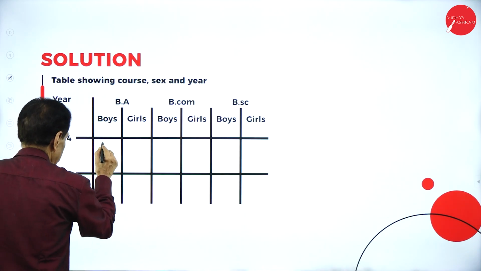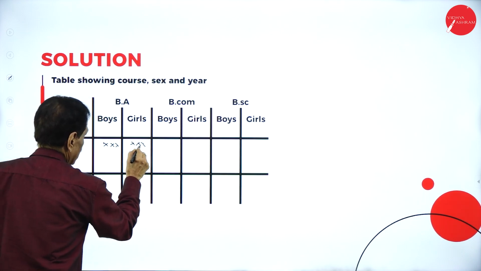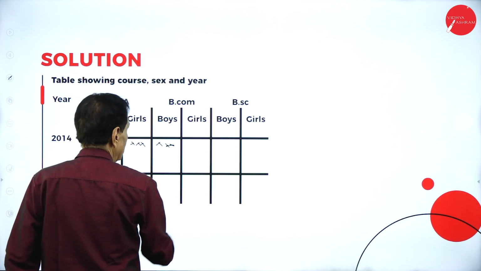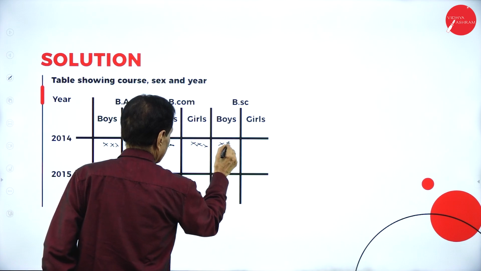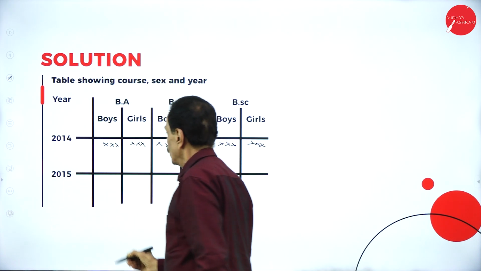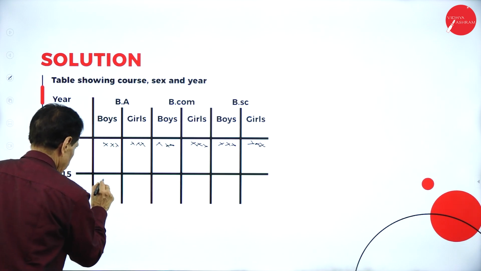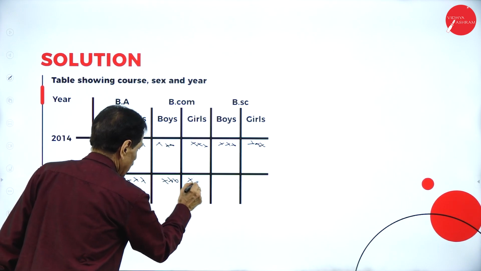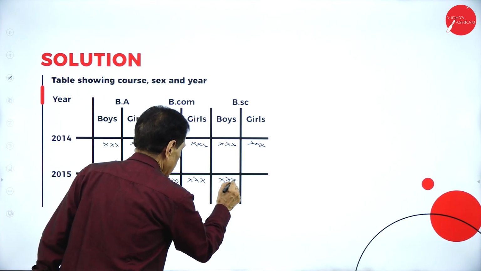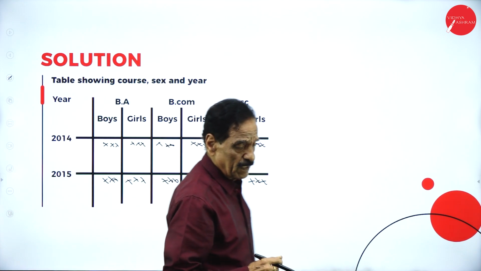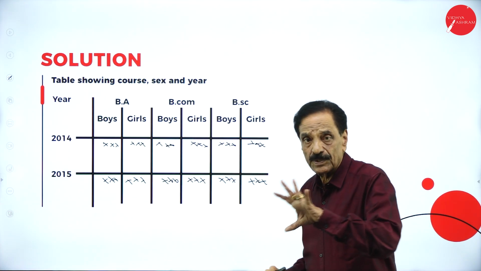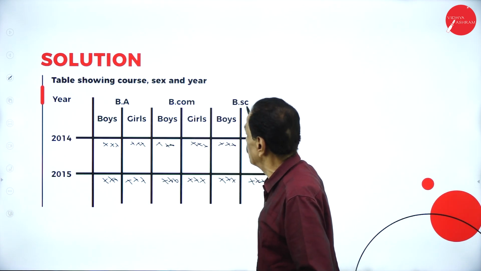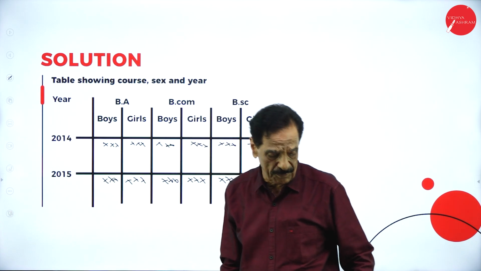Boys, girls, total. Boys, girls, boys, girls. The same goes for 2015. Boys, girls, boys, girls. Blank table. So we are mentioning the sex, boys, girls, under each course. Which are the courses they have got? B.A, B.Com, B.Sc, for 2014 and 2015.